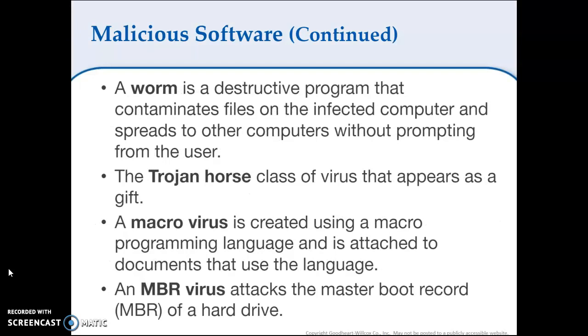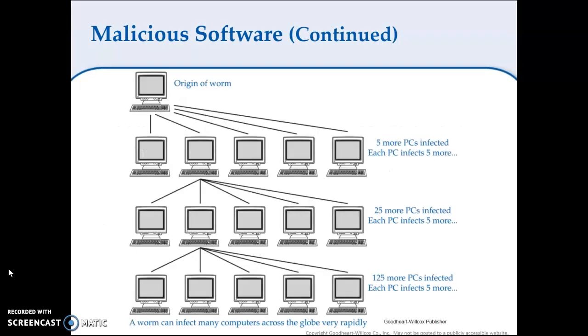Other threats may be a worm, Trojan horse, macroviruses, or MBR viruses. A worm is a destructive program that contaminates files. Once it infects a computer, it spreads to other computers without prompting the user. The Trojan horse, which is actually named after the Greek mythology, the Odyssey, is a class of virus that appears as a gift. A macrovirus is created using a macro programming language and is attached to documents that use that language. And the MBR virus, or master boot record virus, attacks the master boot record of the particular hard drive.